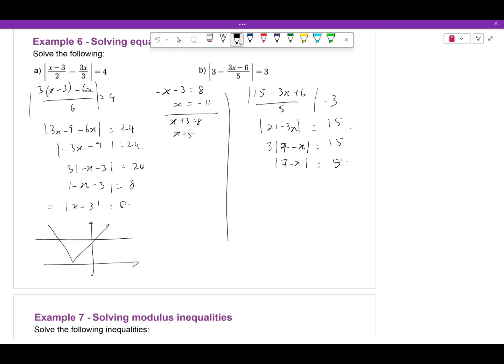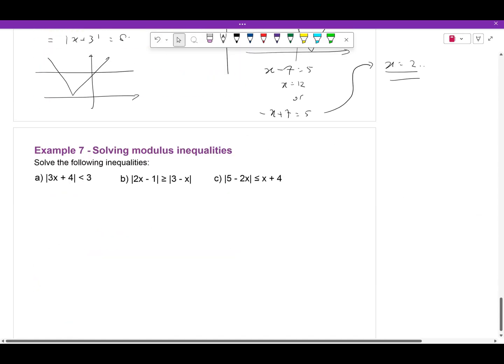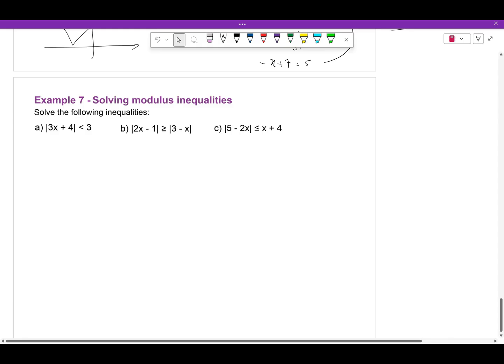Okay. So if we draw this graph, same as before we are expecting 2 answers. So that means x minus 7 to 5, so x to 12, or negative x plus 7 equals to 5. So that means x equals to 12, not 12. This should be negative. This should be 2. Done. And the last part with inequality.